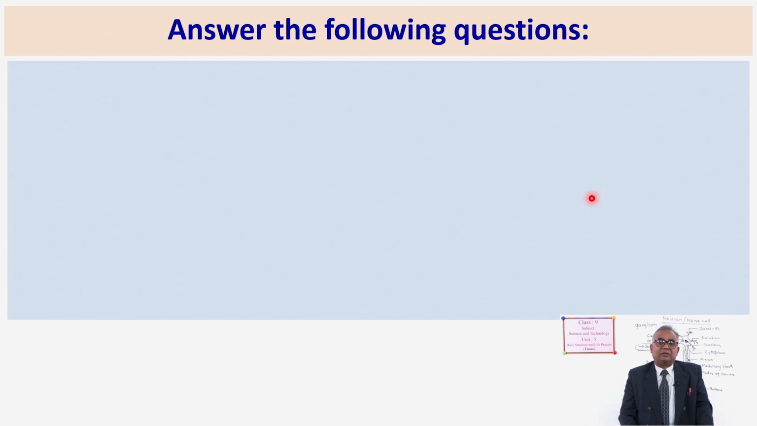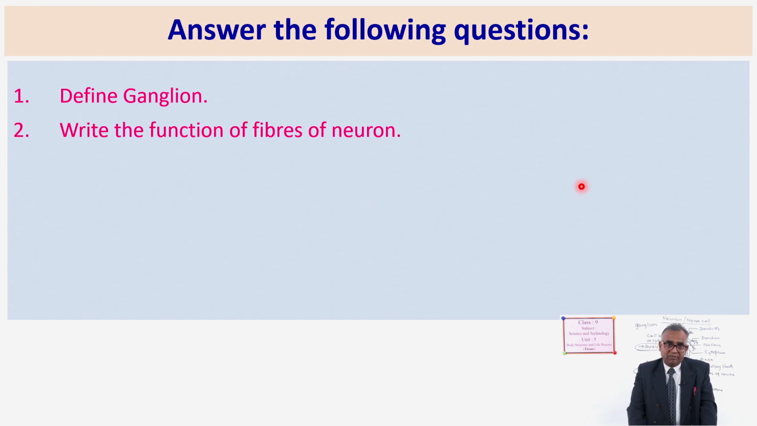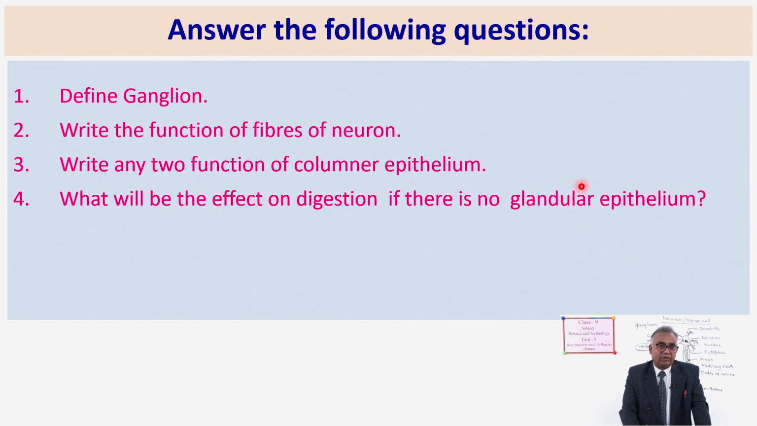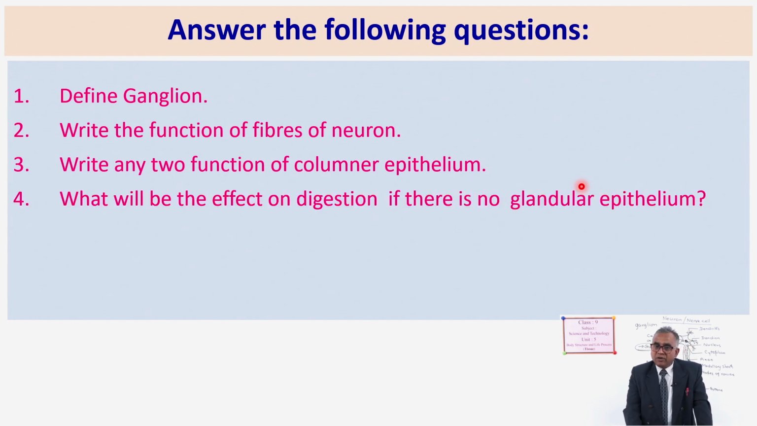Now here is a list of questions which you have to copy, and then you have to write the answers later. So first question is, define ganglion. Second one is, write the function of fibers of neuron. Fibers means both the fibers, dendrites and axon. Next one is, write two functions of columnar epithelium. What will be the effect on digestion if there is no glandular epithelium? You think once. Link the function of glandular epithelium with digestion.